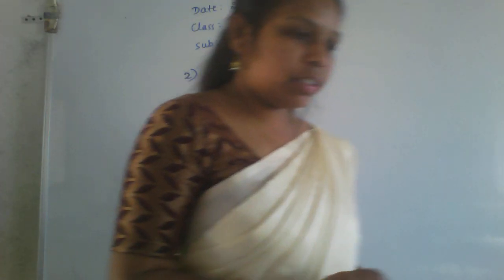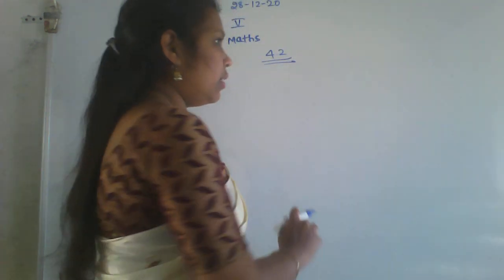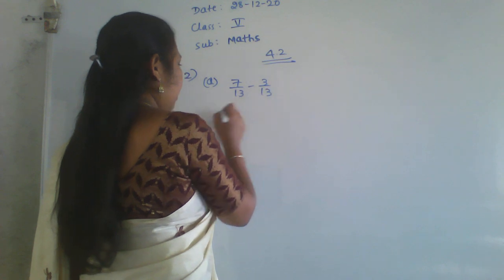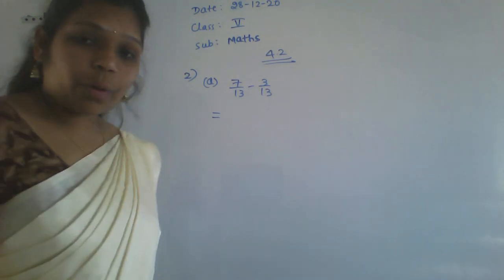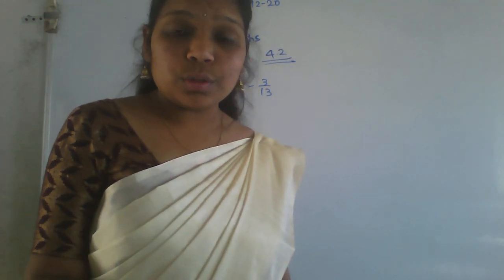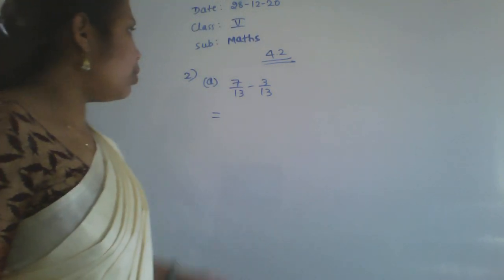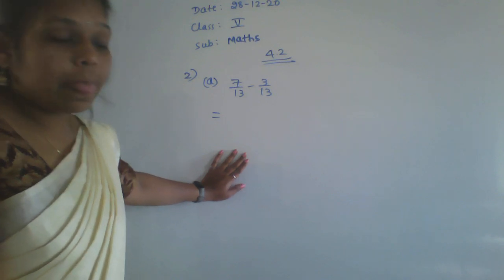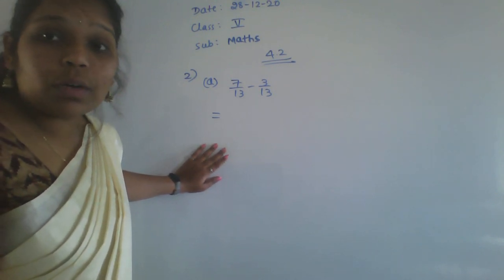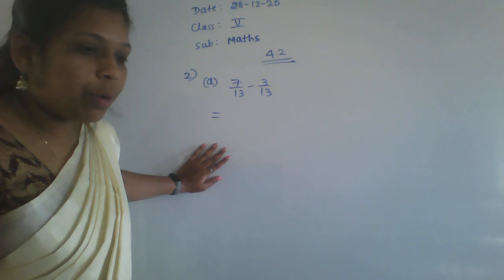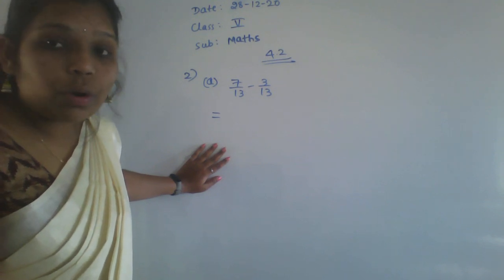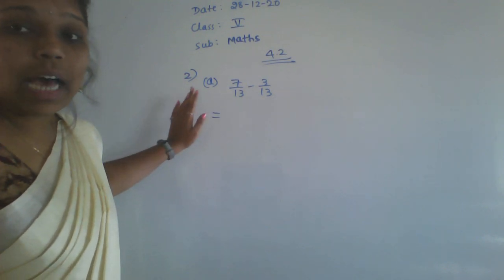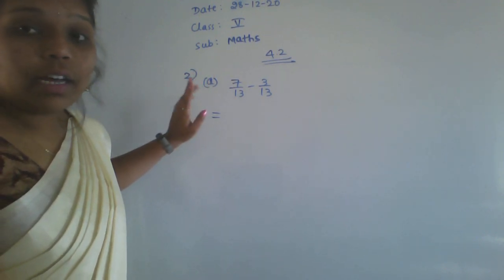Second main, the first problem: 7 by 13 minus 3 by 30. If the denominators are the same, we just subtract the numerator values and write. If the denominator is not the same, only then we have to take an LCM. Here the denominator is the same, so directly subtract the numerator values.